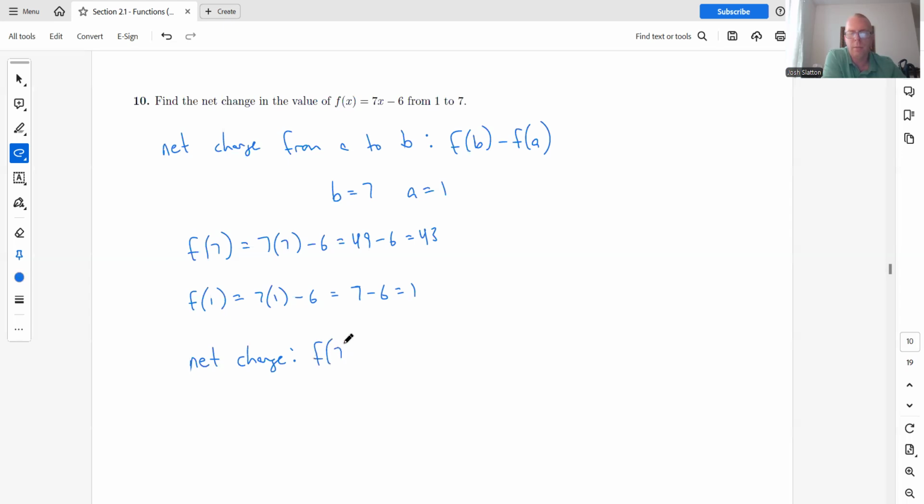And so then net change would be f of 7 minus f of 1, which is 43 minus 1, which of course is 42. So the output of this function increased by 42 from x equals 1 to x equals 7.